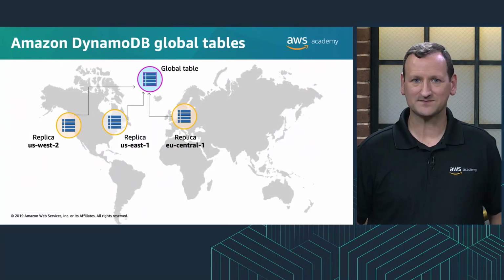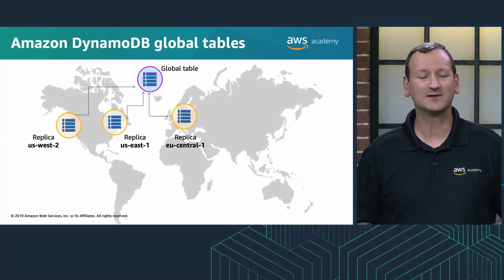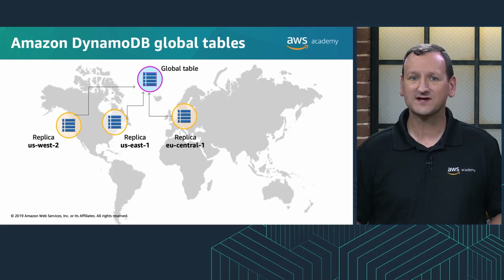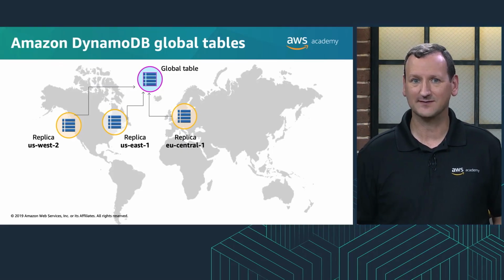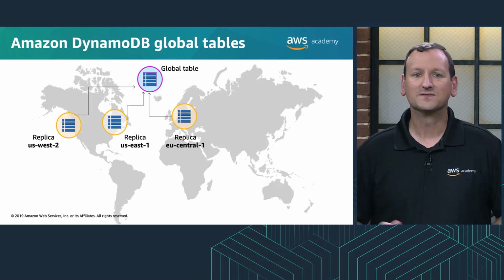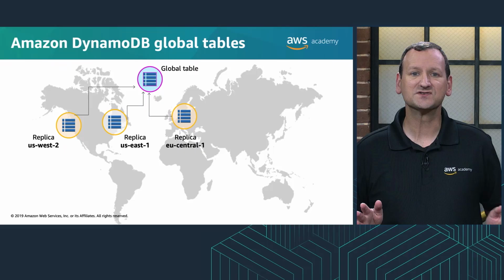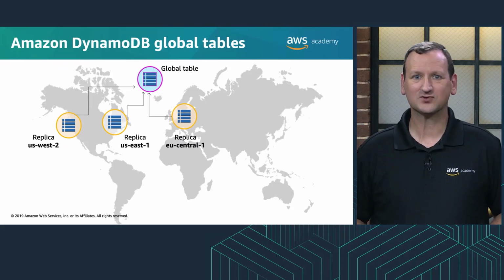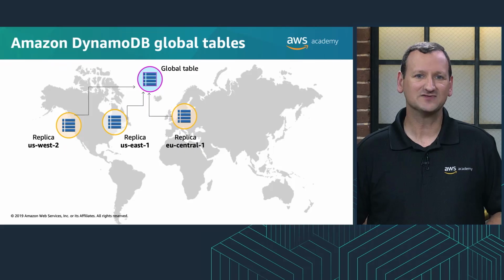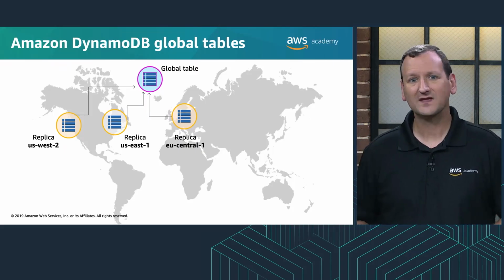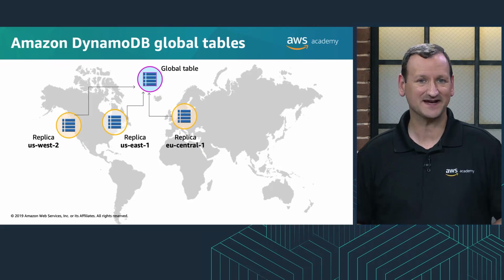DynamoDB global tables provide high availability and scalability across regions. A global table is a collection of one or more DynamoDB tables that are owned by a single AWS account. The tables in the collection are known as replica tables. A replica table, or replica for short, is a single DynamoDB table that functions as a part of a global table. Each one stores the same set of data items.